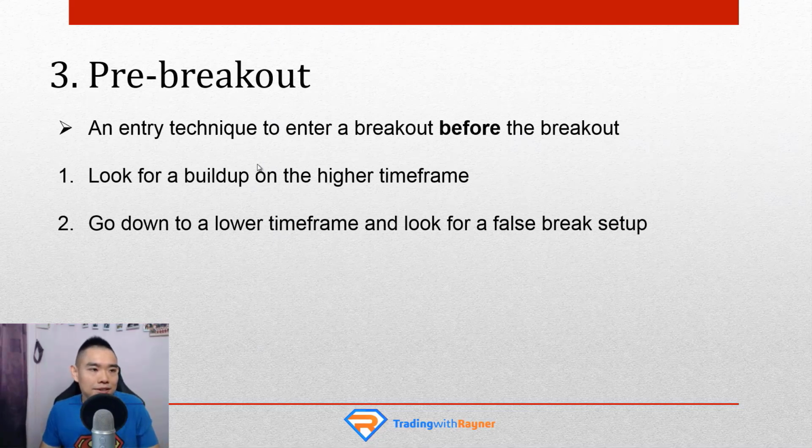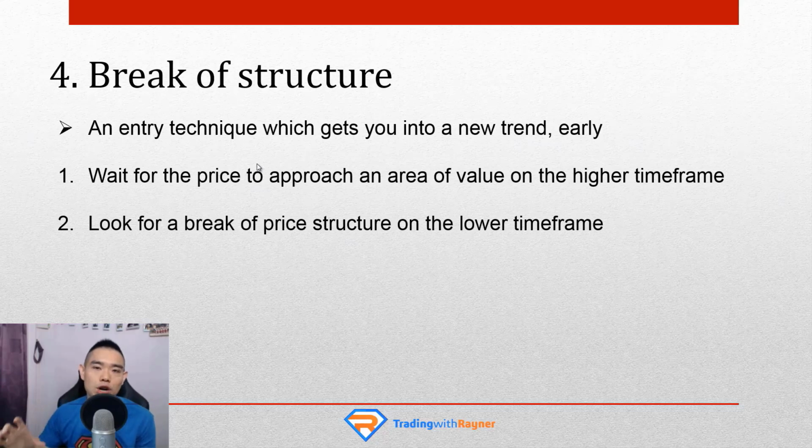Number 4, the break of structure technique. This is an entry technique which gets you into a new trend early. So what you want to do is wait for the price to approach an area of value on the higher time frame. An area of value could be things like support, resistance, trend line, trend channel, moving average. These are all areas of value on your charts. And then you want to look for a break of price structure on the lower time frame. Again, these are just the theory part. So let's look at the charts to better understand how all this theory works.